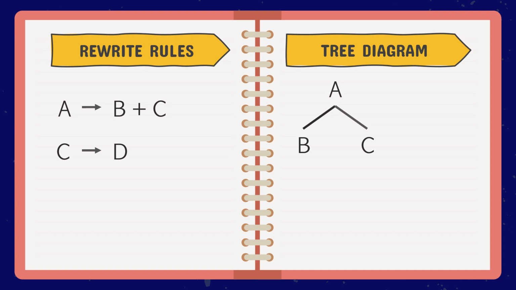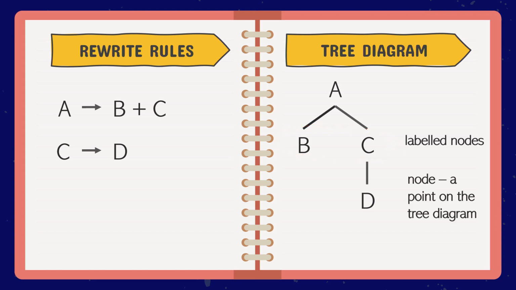Now, in our illustration, in our tree diagram, A there is the parent of B and C, or the mother of B and C. Now, B and C are sisters. And C is expanded as D. Now, B and C there are considered as labeled nodes. Now, when you say node, it is a point on the tree diagram.